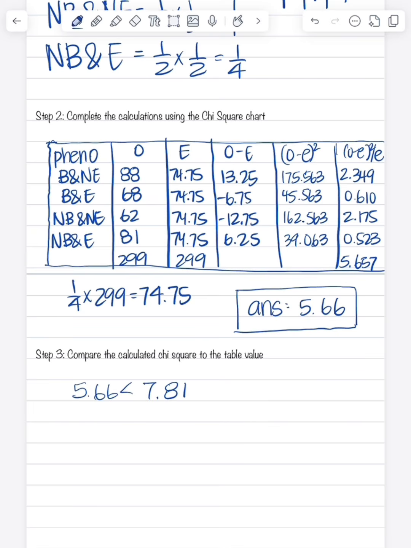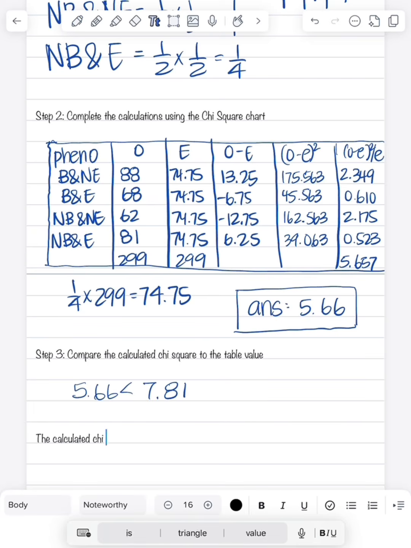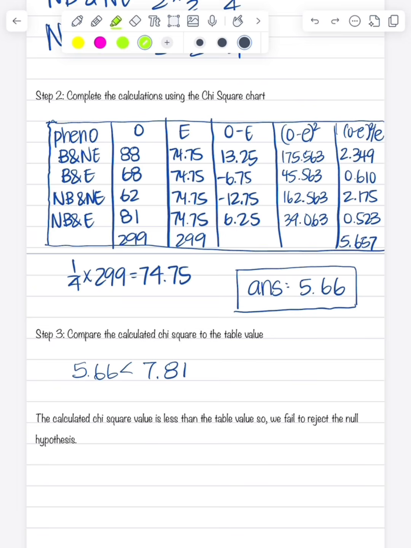So now let's do a little extension and let's see how this compares to our table value. And so 5.66 is less than 7.81, which is a degree of freedom of 3, since I have 4 different phenotypes, minus 1. So 4 minus 1 giving us 3, and then a P of 0.05. So we see that our calculated value is less than our table value. So we're going to fail to reject our null hypothesis.